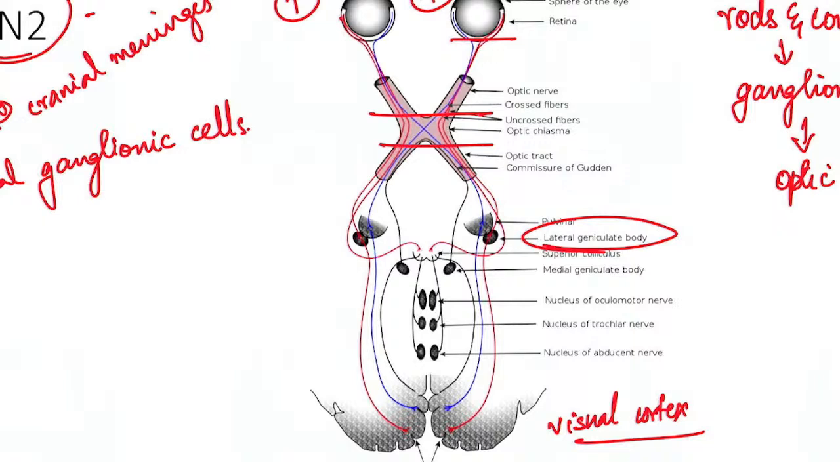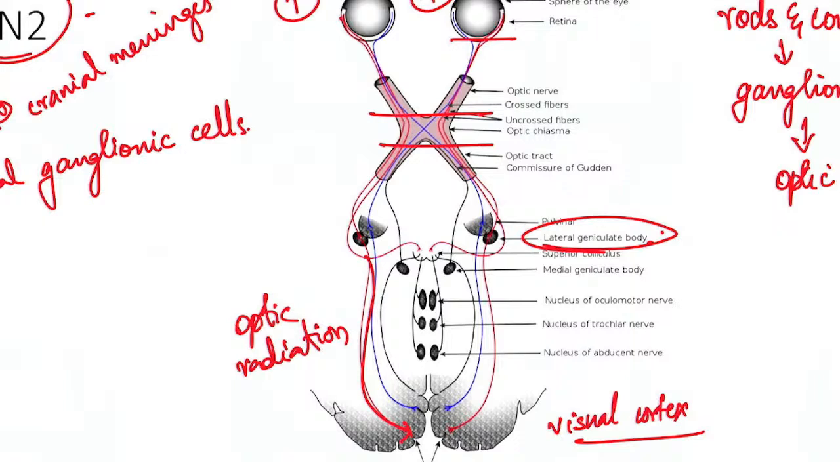Now, optic tract will reach the lateral geniculate body, form a synapse, and from the synapse, the next order neuron fibers are now called the optic radiation. Okay, that is called the optic radiation. That will reach the visual cortex or occipital lobe, and finally we will have the complete optic pathway. Fine.